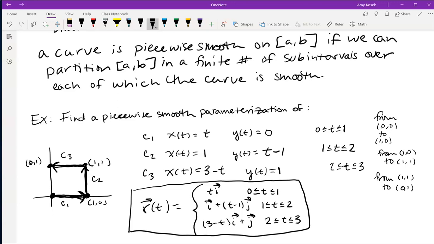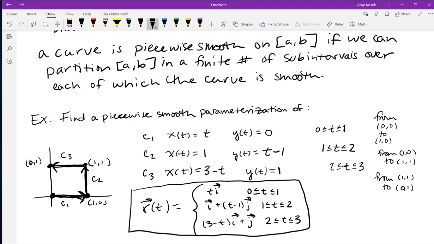Notice that each of those pieces satisfy that definition of smooth. We've got continuous derivatives of our two components, and the derivatives would not be simultaneously equal to 0 ever. So this one's a somewhat simple example where we're just taking these strictly horizontal and vertical line segments. The next example we're going to take a look at, we'll do a slightly more complicated curve just to see what it looks like.